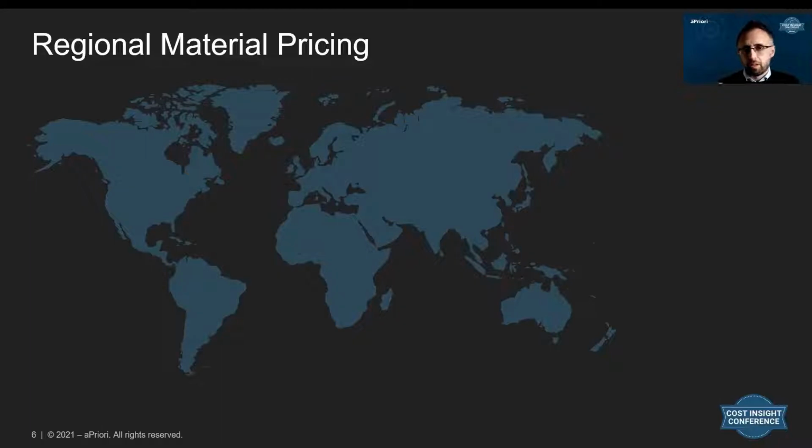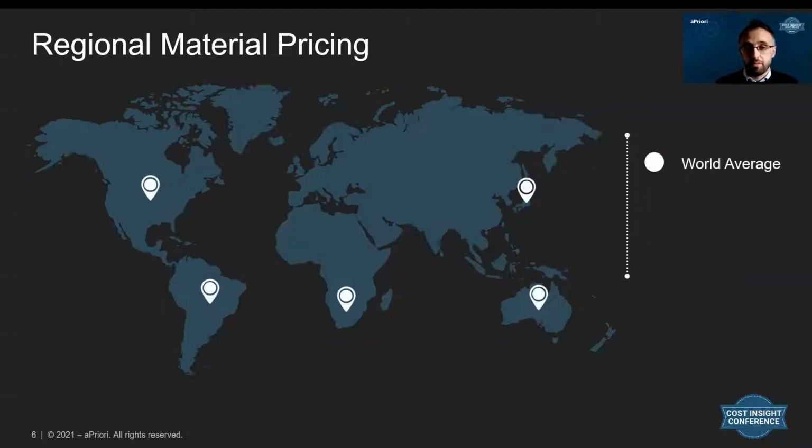Just before I jump into those material factors, I just want to step back and bring something to your attention regarding the latest update to regional material pricing as of 21.1. aPriori has historically treated materials as global commodities from the standpoint of a world average. Okay, so this meant that material prices were assumed to be the same across all regions. And in reality, we all know that material prices can vary by region due to sourcing the raw material and the associated logistics costs, as well as differences in labor and overhead costs to process the actual material.